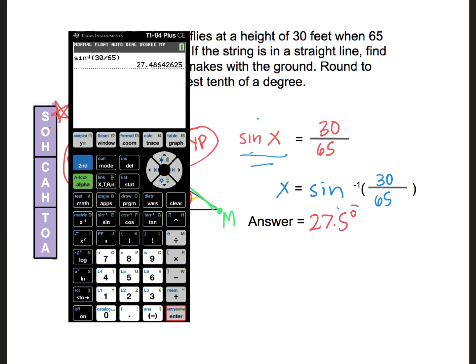This is in degrees, so you can put a little degree sign. I know you're probably typing this in, so you don't have to. All right. That is your video for example 3.